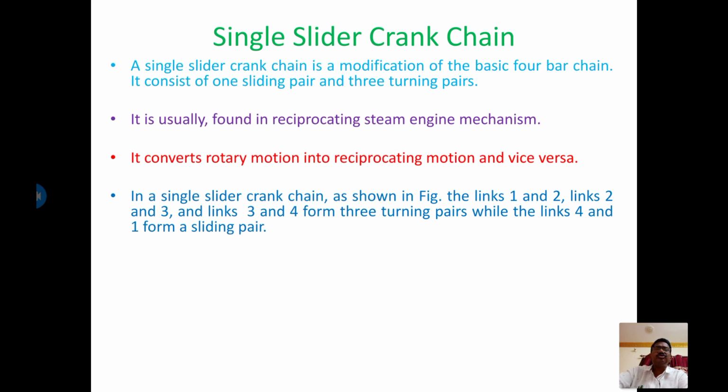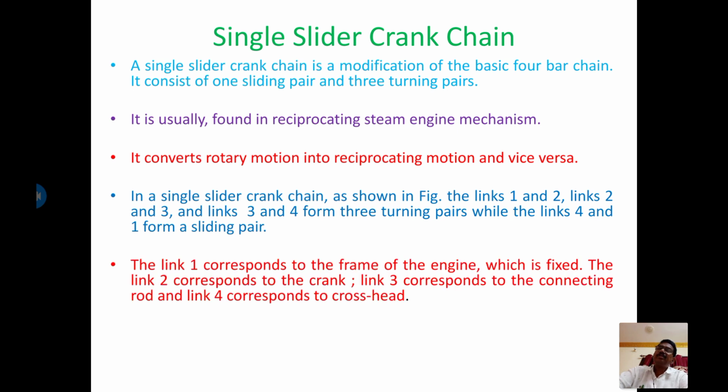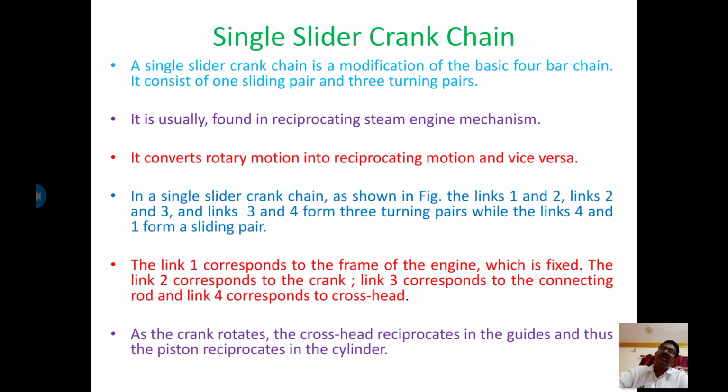That is, rotary motion into reciprocating motion, and reciprocating motion into rotary motion, is converted by using the single slider crank chain mechanism. In a single slider crank chain, as shown in the figure, links 1 and 2, links 2 and 3, and links 3 and 4 form 3 turning pairs, while links 4 and 1 form a sliding pair. Link 1 corresponds to the frame of the engine, which is fixed. Link 2 corresponds to the crank, link 3 corresponds to the connecting rod, and link 4 corresponds to the crosshead. So as the crank rotates, the crosshead reciprocates in the guides, and thus the piston reciprocates inside the cylinder.